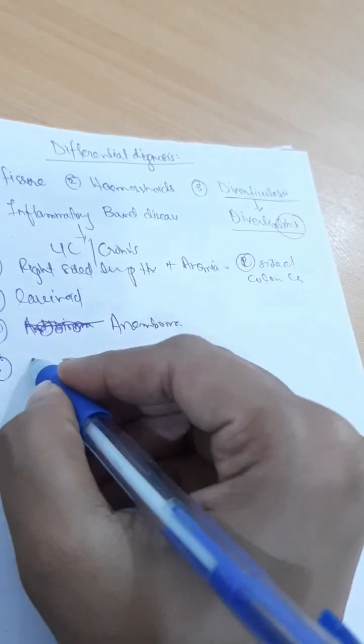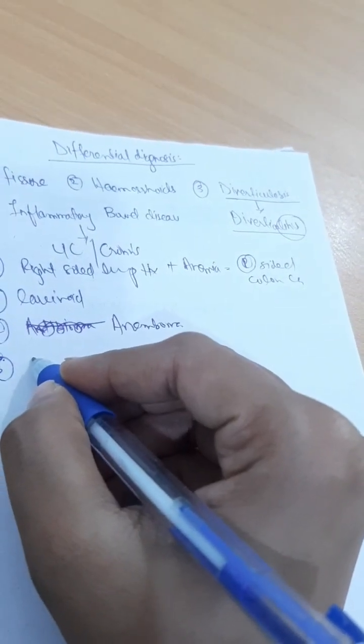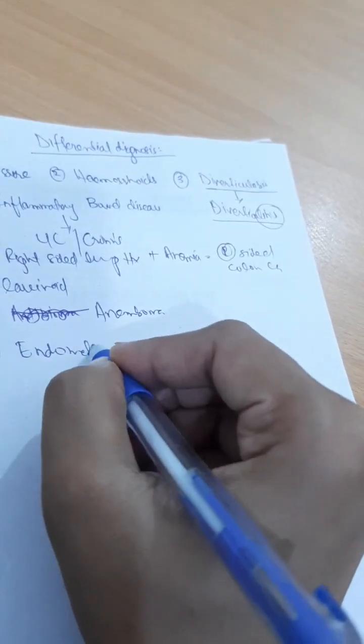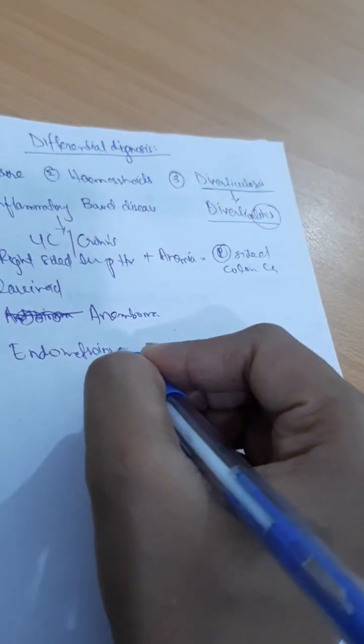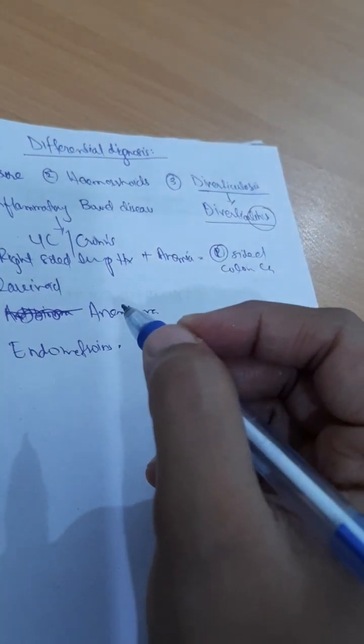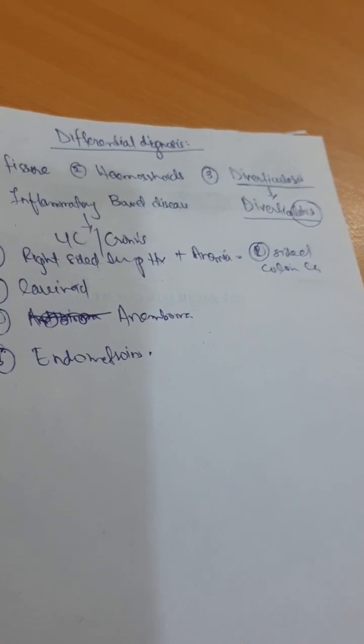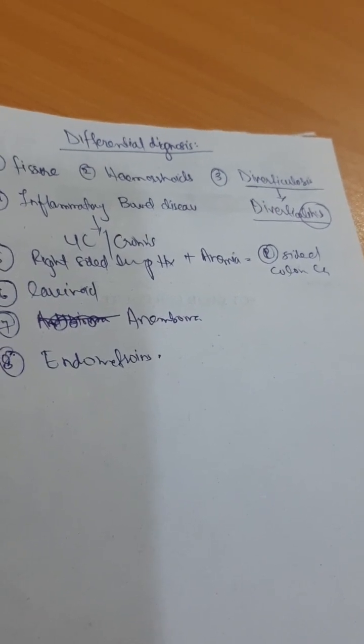Our eighth differential would be endometriosis. The patient should be female, and ask about bleeding per rectum along with menstruation, so it's very important.